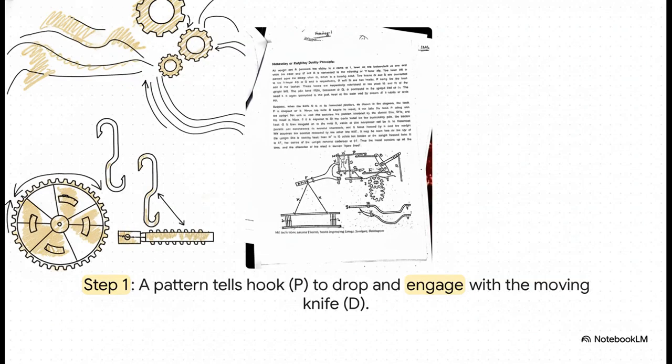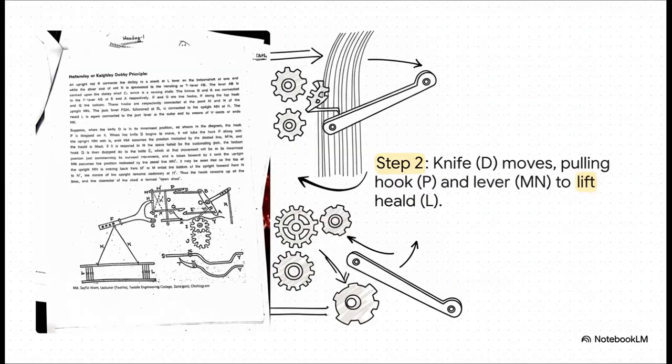The whole show starts down at the bottom. There's a pattern barrel, we'll get to that in a bit, that tells a specific hook, P, what to do. If the pattern says lift, that hook drops down and latches right onto the moving knife D. Okay, next up, as the whole loom turns, that big T-lever pivots. The knife, D, slides across, pulling the hook it just captured along for the ride.